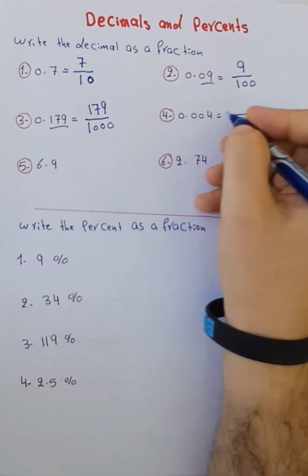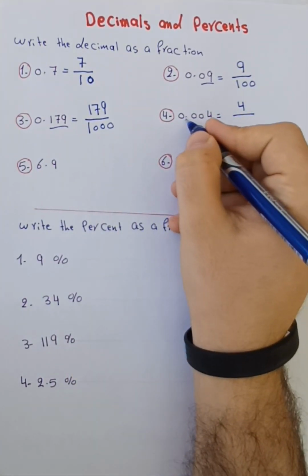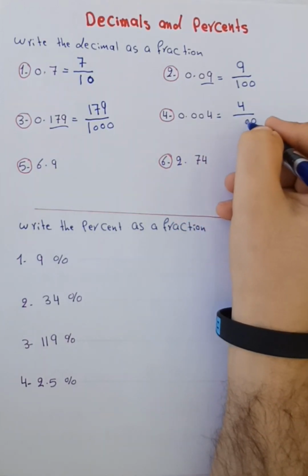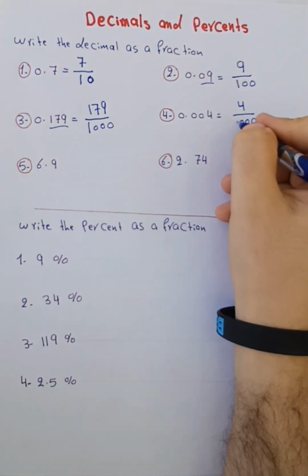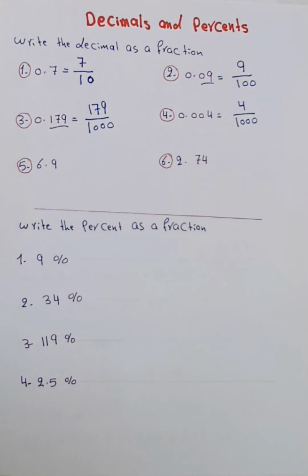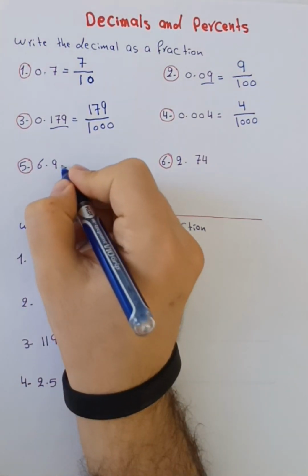Example number 4, we have this decimal number. After the point we have 4, and after the point you have three numbers. You have to write 3 zeros with 1, equal to 4 out of 1000.